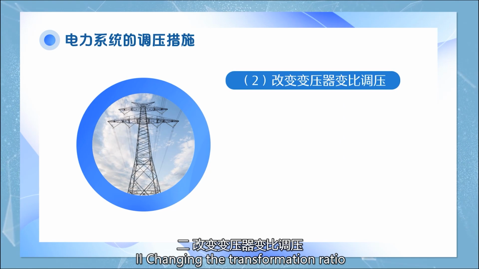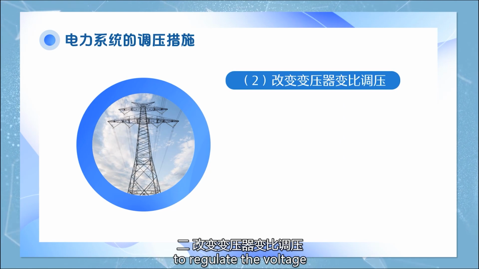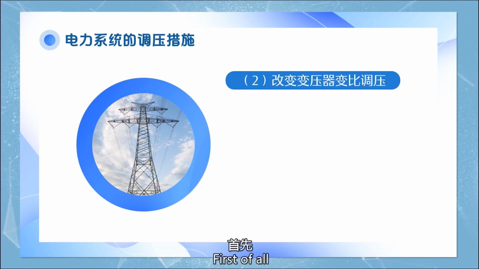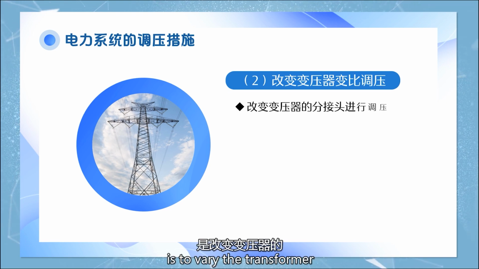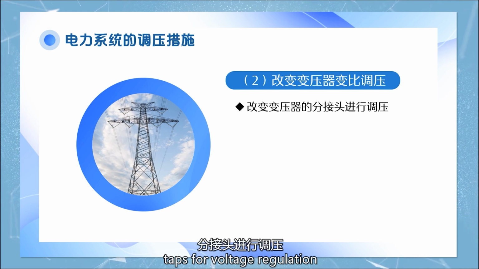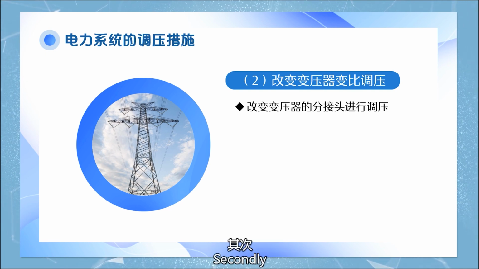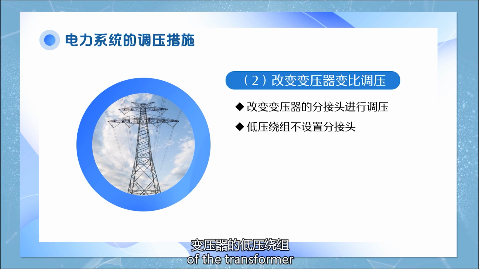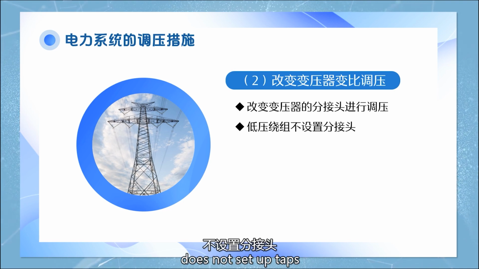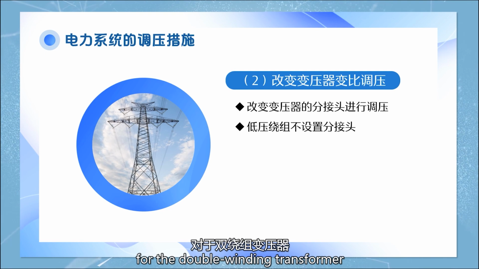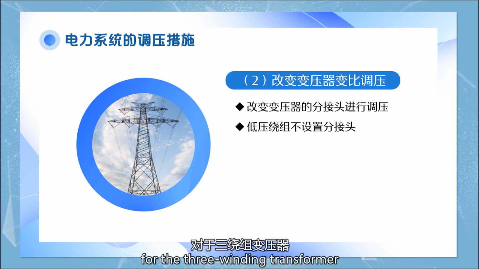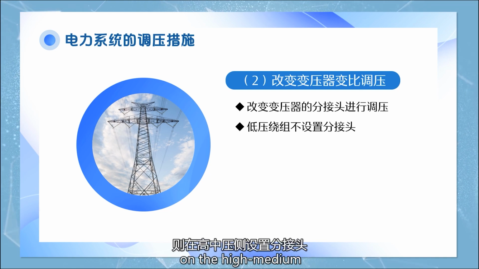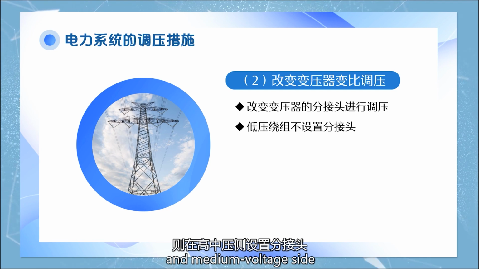2. Changing the transformation ratio to regulate the voltage. First of all, changing the transformation ratio means varying the transformer taps for voltage regulation. Secondly, for a double winding transformer, the low voltage winding does not set up taps and only the high voltage winding side sets up taps. For the 3-winding transformer, taps are set up on the high and medium voltage sides.